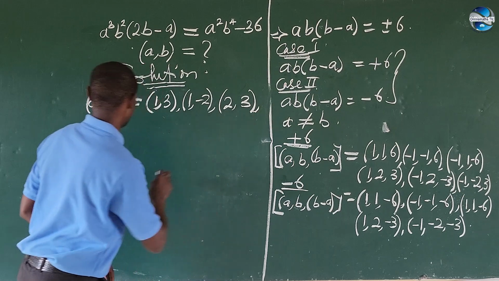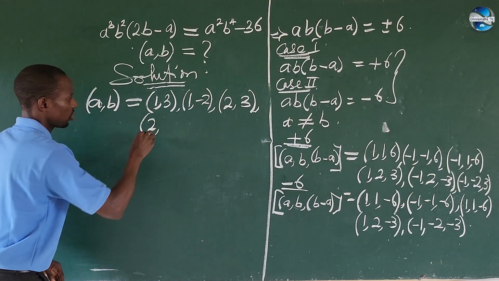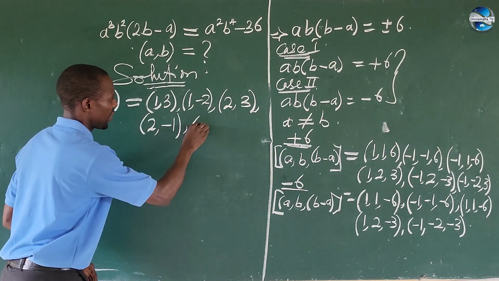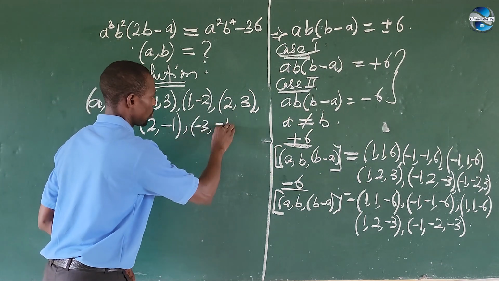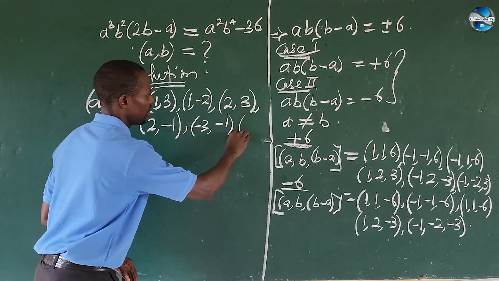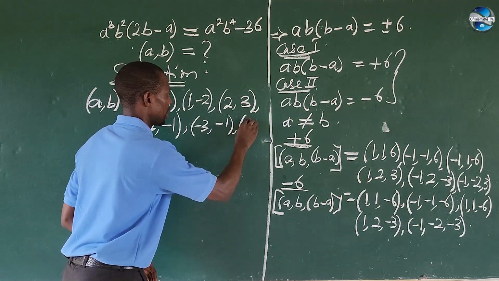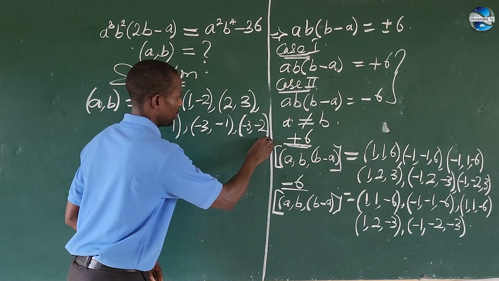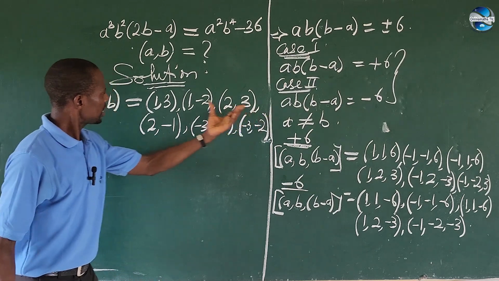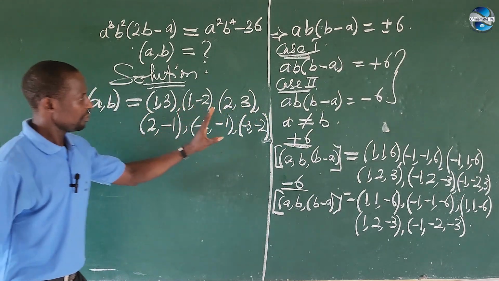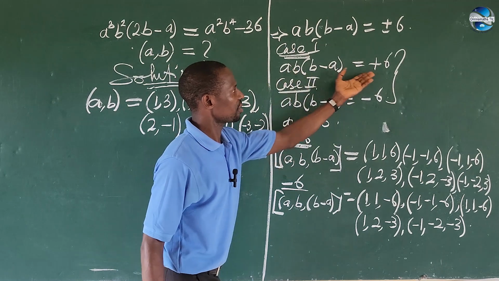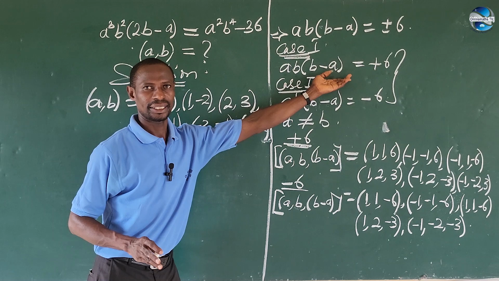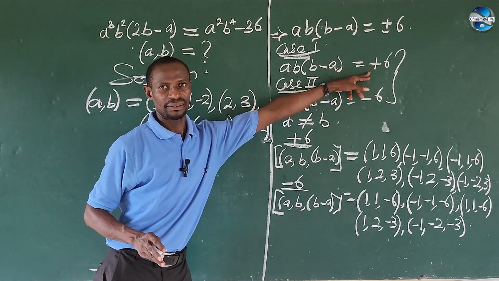Then we have 2, comma, minus 1. Then, comma, we have minus 3, comma, minus 1. Okay, comma, we have minus 3, minus 2. Okay, sorry. All right, now these 6 pairs, if you put them into this expression here, they will give you the positive for this part here. Okay, give you positive 6 for this part.